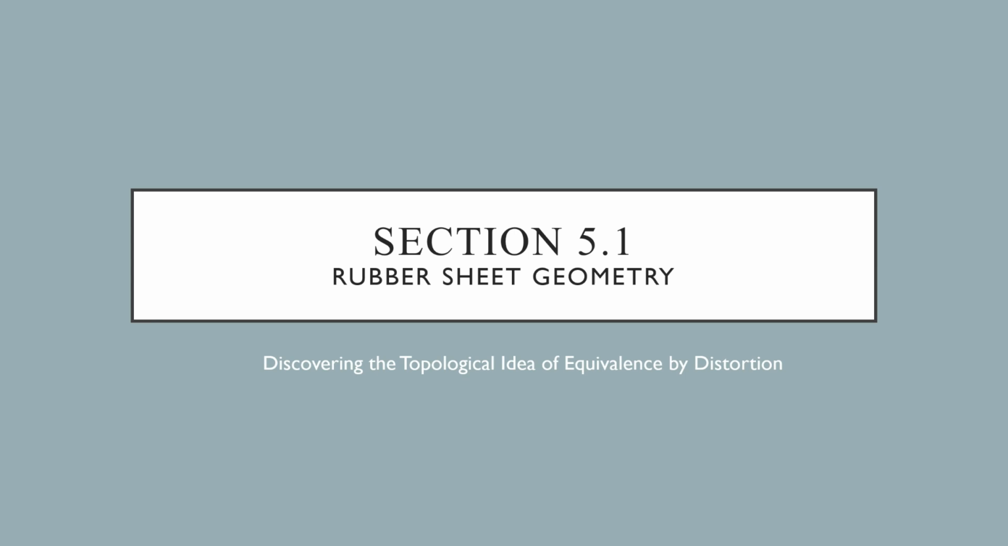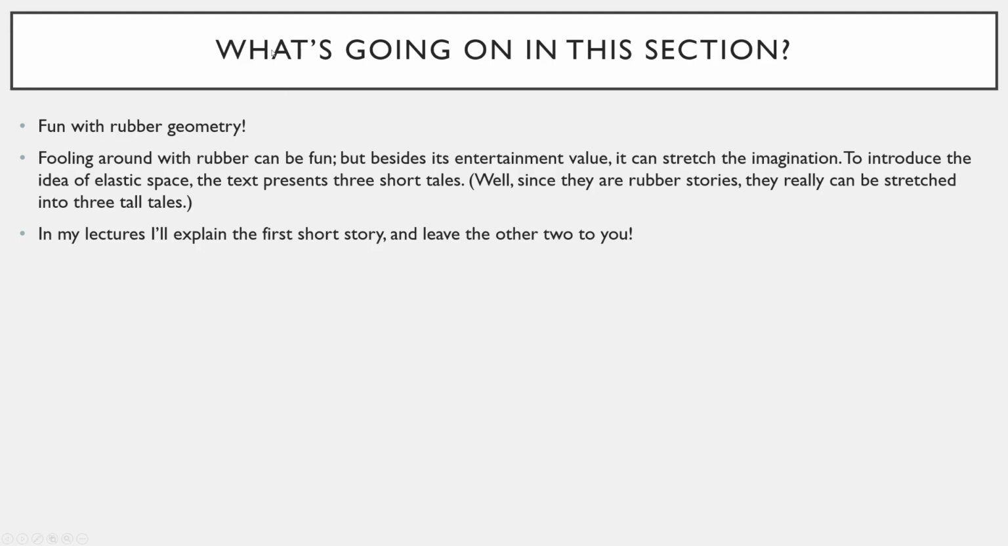Hi class, in this video I want to give you an introduction to section 5.1. It's called rubber sheet geometry. And what this is talking about is discovering the topological idea of equivalence by distortion. All right, so what's going on in this section?